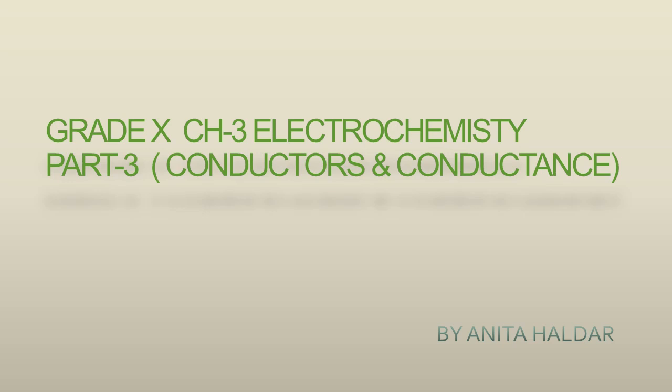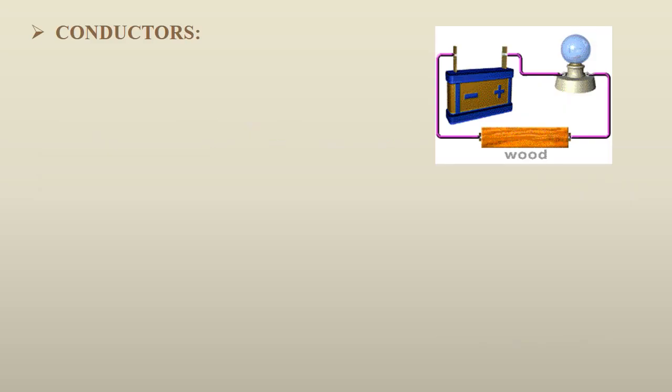Today we are going to start with conductors and conductance, which comes under your Part 3, electrochemistry. Now, what is a conductor? How is it different from a resistor? We are going to learn in this chapter. Conductors are the substances which allow electricity to pass through them.